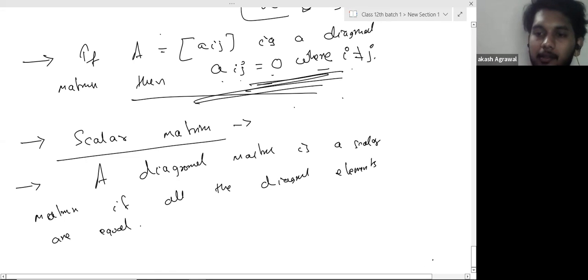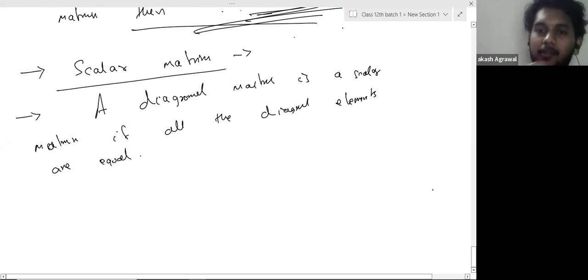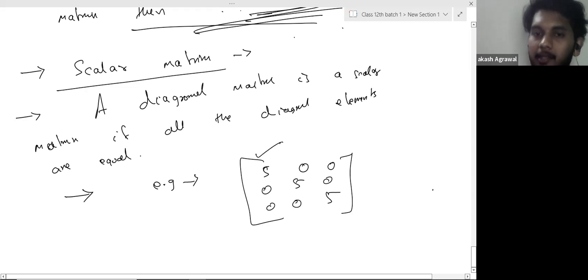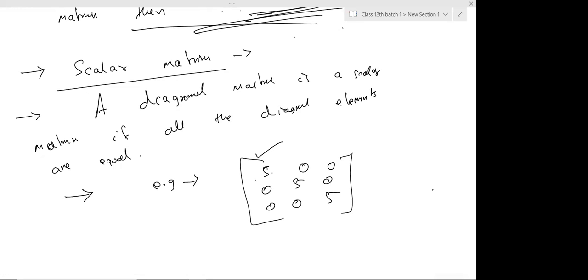What this says is make all the diagonal elements equal. For example, this is 5, 5, and 5. This is a diagonal matrix, right? All the non-diagonal elements are 0, but all the diagonal elements are also equal. So this will be called a scalar matrix. Is this clear? Yes, sir.